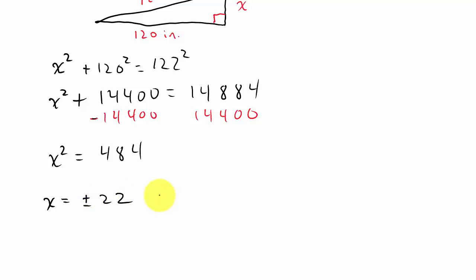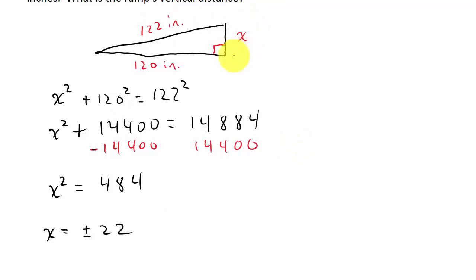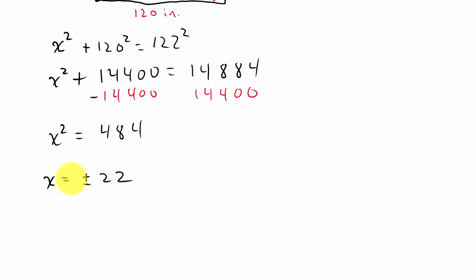Well, we know that this height here is not negative 22, but that's using the square root property. Remember, when you use the square root property, it's plus or minus. But I know it's not the negative. My answer is the positive, and so x is equal to 22 inches. Alright, so that wasn't too bad.